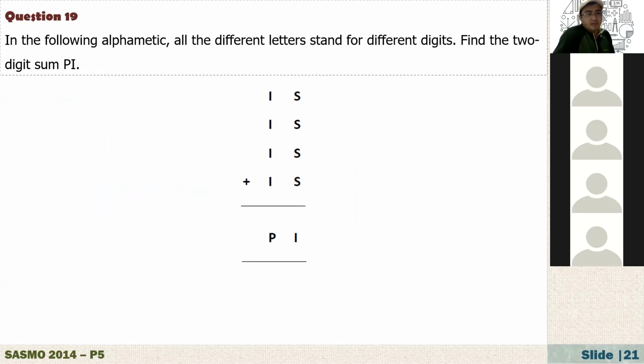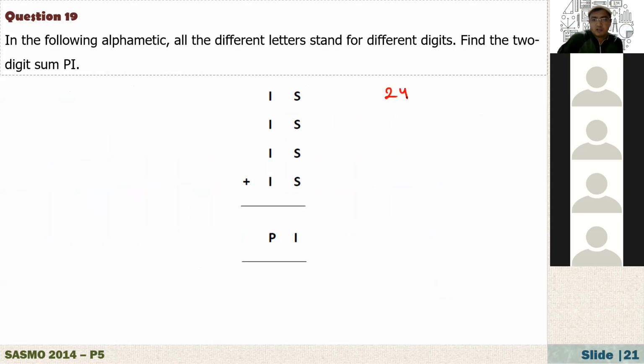Okay, let's continue. In the following alphabetic, all the different letters stand for different digits. Find the two-digit sum PI. Can you say the answer? 92. Yes. So what is IS? Is it 2, 4? Or 2, 3? No, 2, 3.